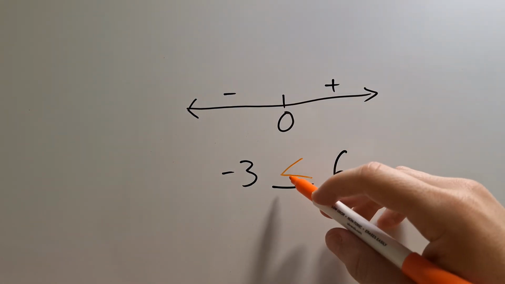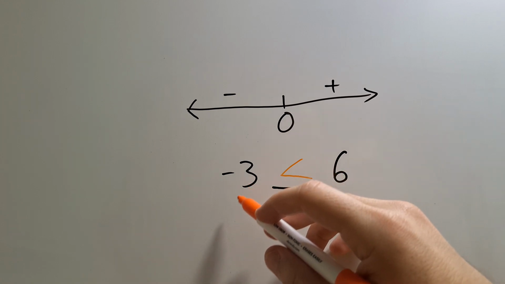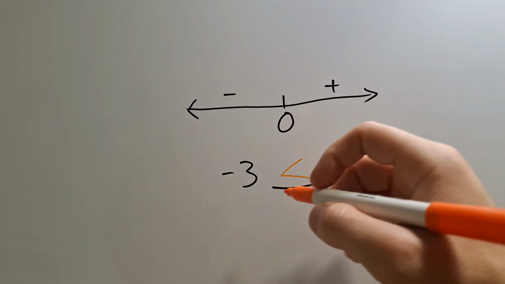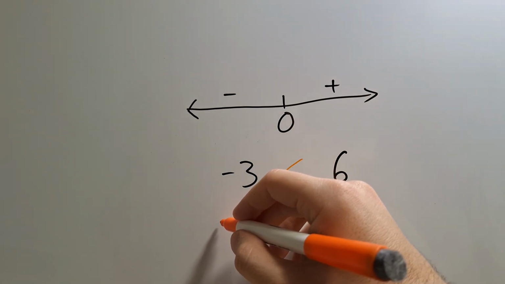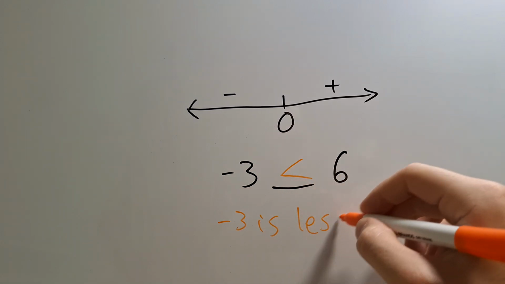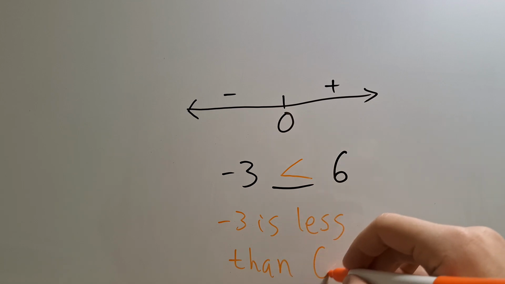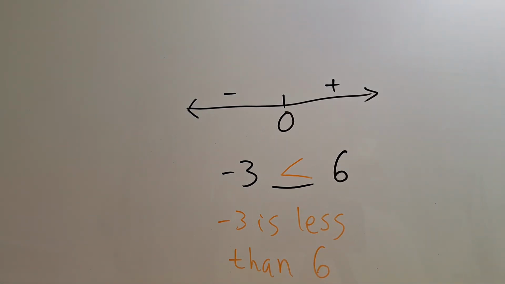This indicates that 6 is greater in value than -3, but how this expression is said is the following. -3 is less than 6. This indicates in value that 6 is bigger than -3.